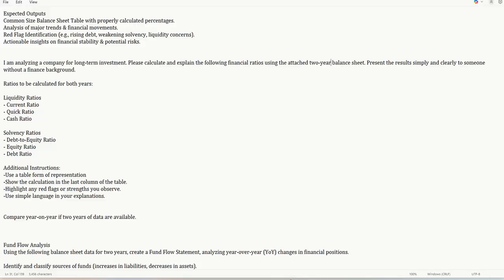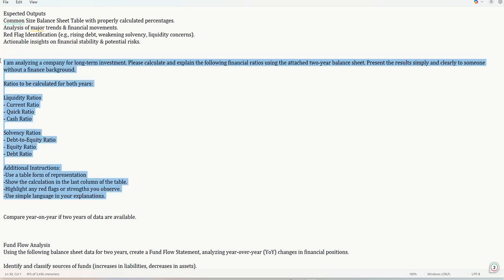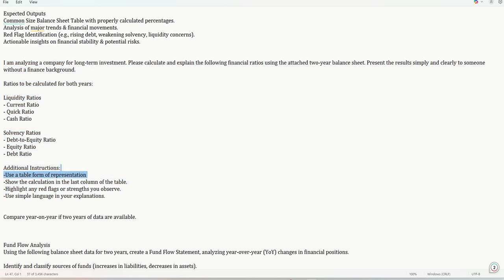So my prompt goes this way. I'm going to say that I'm a long-term investor. I want to analyze this 2-year balance sheet. Please present the results in a simple and clear manner for anyone without finance background to understand. So what are the ratios to be calculated? So liquidity ratio and solvency ratio. I give the list of ratios to calculate, and I'm telling to use a table form of representation.